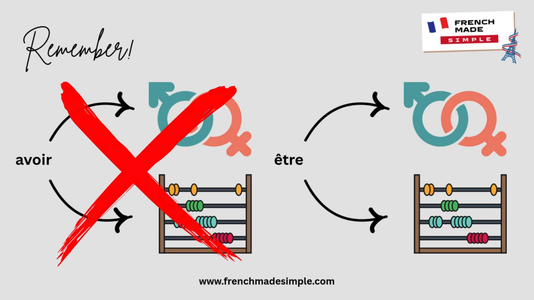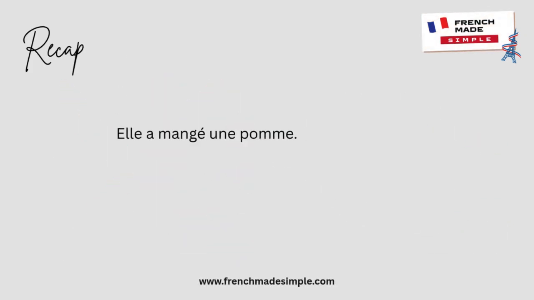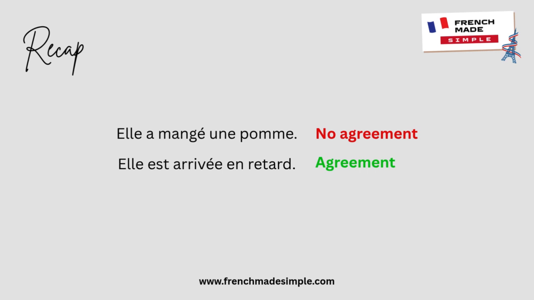Let's recap with two examples. Elle a mangé une pomme. No agreement here, because we're using avoir as the auxiliary. Elle est arrivée en retard. Here, we need to agree, because we're using être. Therefore, we'll need to add an e to arrivé. Simple, right? On to the next part.